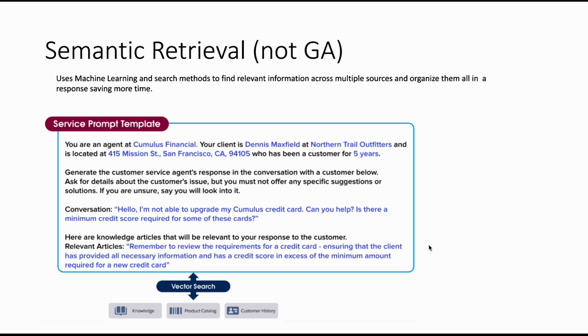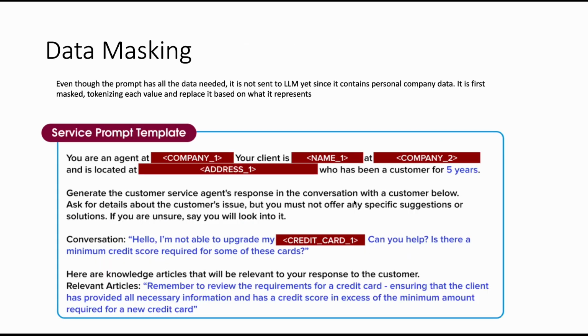This is not GA yet. I'm going to try to see if I can do it in my environment that I have right now in beta. So the data masking comes into the picture. Once the prompt is generated, these are the things that get masked here. And I'm not really sure who defines where to get it masked.